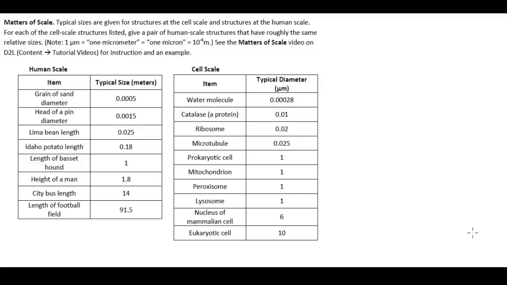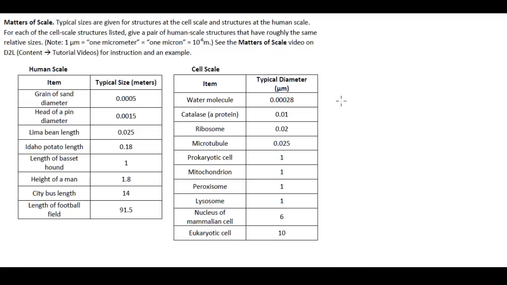What you can see here are two tables. On this side, we have a table of the sizes of things at our scale, for instance, the length of a football field, or the height of your average man. Notice that all of these sizes are given in meters, because that makes sense for the things that are on our scale. This other table has the sizes of things at the cell scale, from things as small as a water molecule all the way up to the size of an entire typical eukaryotic cell. These sizes are all given in micrometers, or microns. In other words, 10 to the negative 6 meters, or 0.000001 meters. So, pretty tiny.